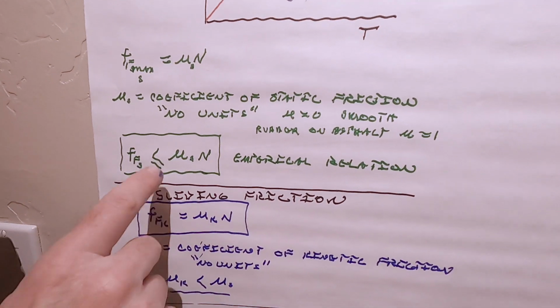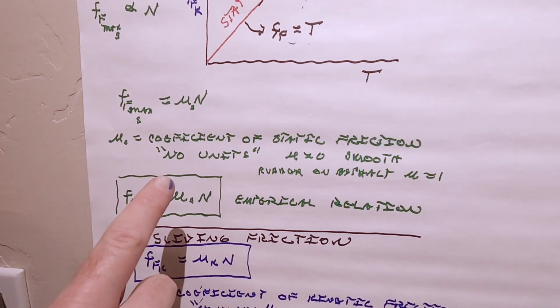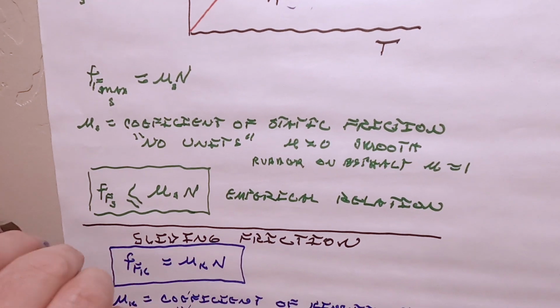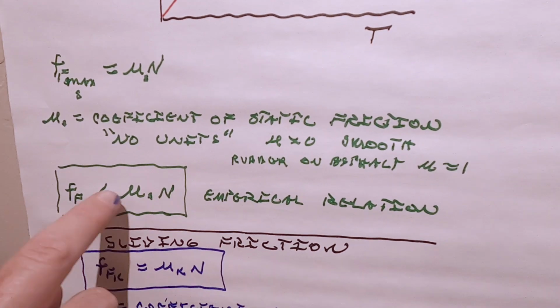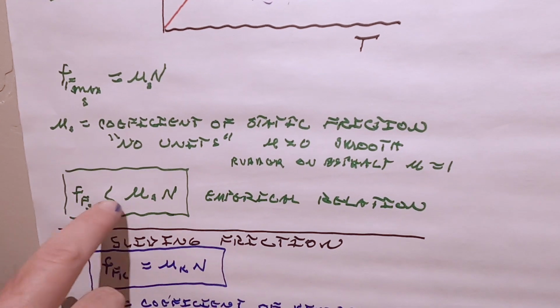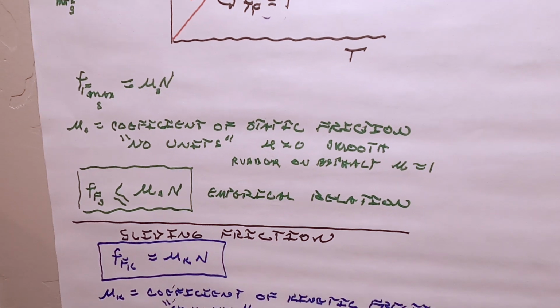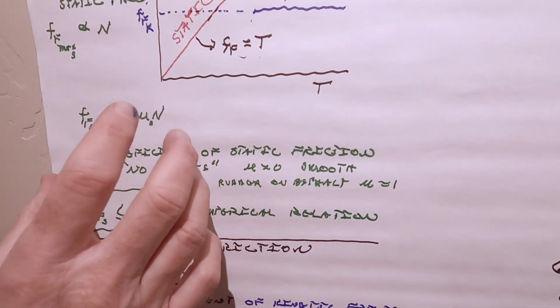And many times I will say that you're on the verge of slipping. That means this becomes equal. So if you're on the verge of slipping, this becomes equal. But in general, it's less than or equal to. Okay, so that takes care of the static case.